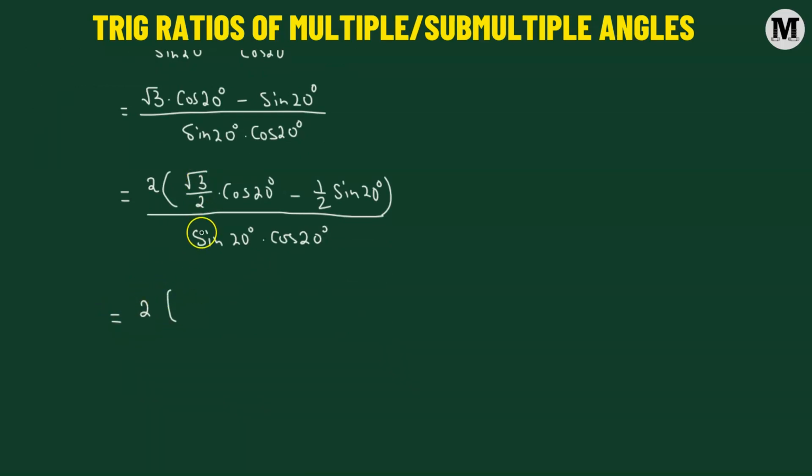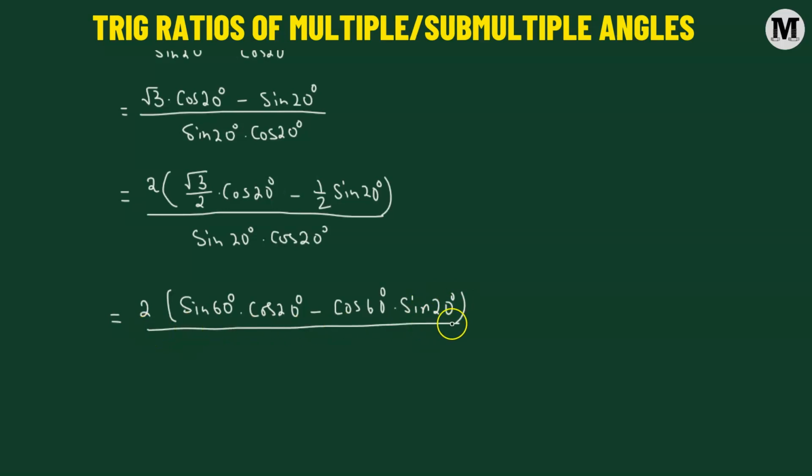We know that square root of 3 over 2 is the value of sine 60 degree. So we have sine 60 degree times cosine 20 degree minus, now half is the value of cosine 60 degree, multiplied to sine 20 degree. And in the denominator, we have sine 20 degree times cosine 20 degree. So what we'll do, we will multiply the denominator with 2. So that gives us 2 times sine 20 degree times cosine 20 degree. However, this is an extra term that we are multiplying, so we have to factor that out. We're going to multiply the numerator with 2 as well. So that gives us 2 squared.